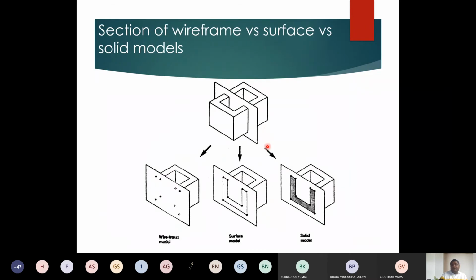Similarly, coming to the sections, if you do sectioning of a wireframe model, of a surface model, of a solid model, how the section looks is simple.